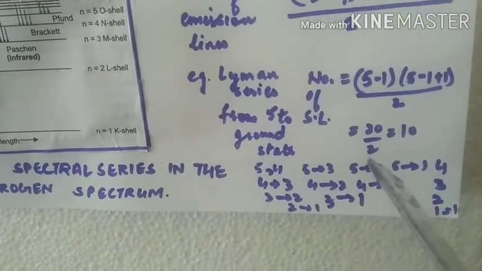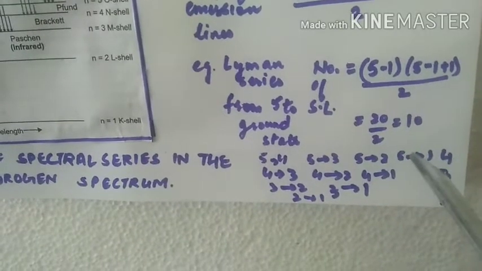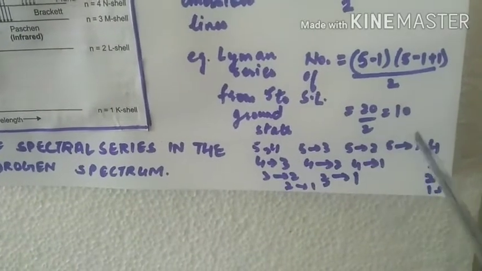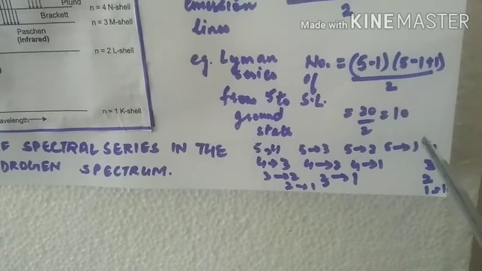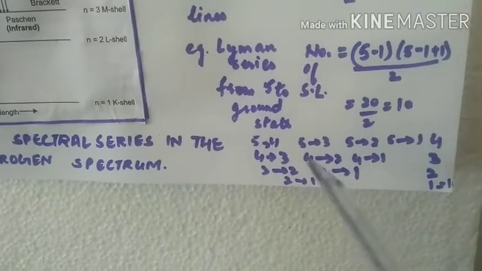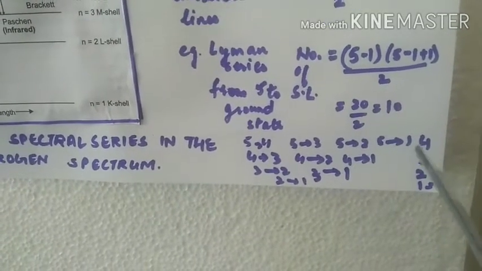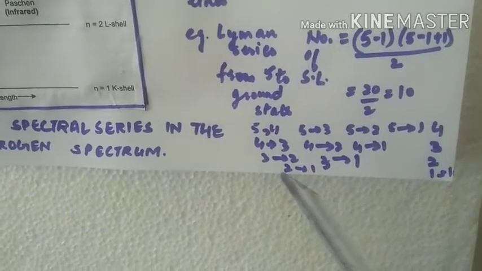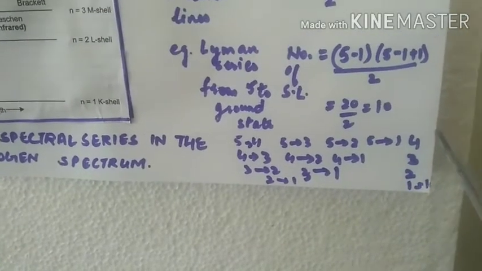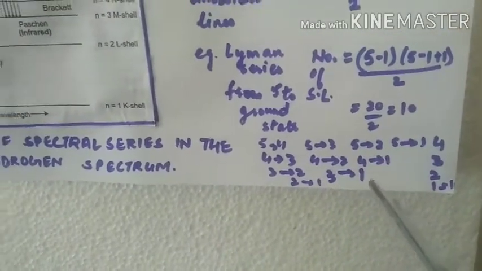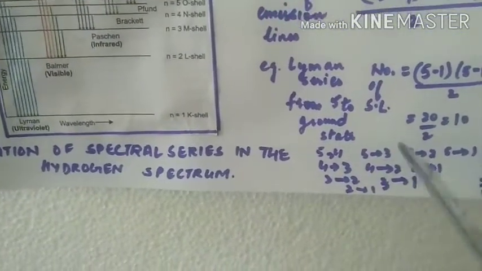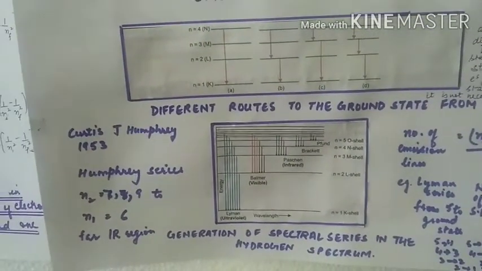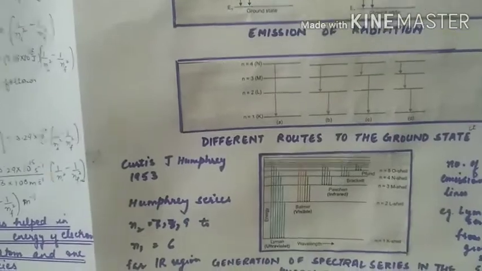And we can also explain how 10 lines come. See, an electron in the 5th level may jump to 4th or 3rd or 2nd or 1st. So from the 5th level 4 lines will emerge. From the 4th level, 4 to 3, 4 to 2, 4 to 1, 3 lines. From the 3rd, 3 to 2 and 3 to 1, 2 lines. And from the 2nd, 2 to 1, only 1 line. So the total is 4, 3, 7, 2, 9, 1, 10 lines that will emerge. So this is how you can find out the number of lines. This is all about Bohr's model of the hydrogen atom.